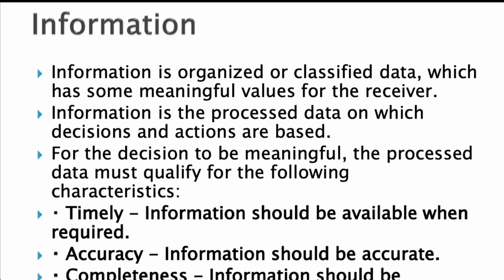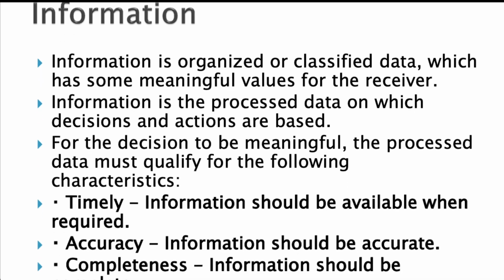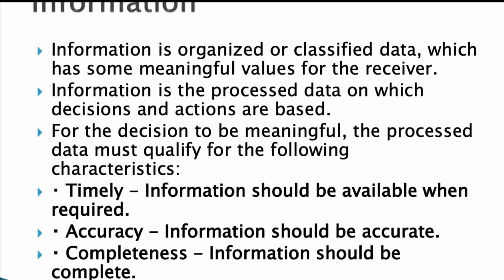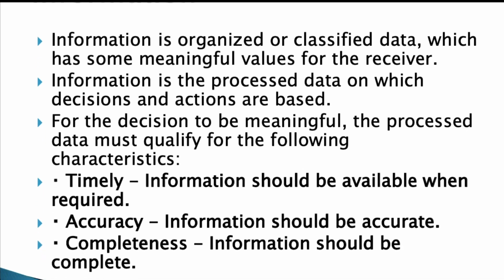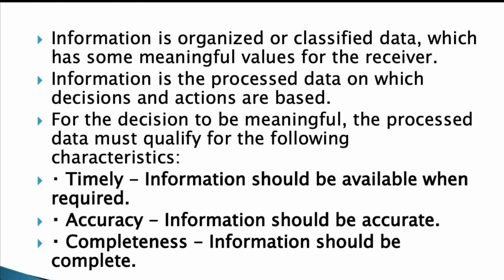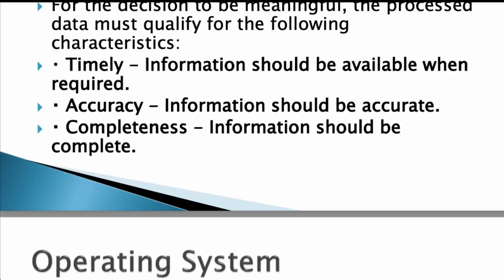Whenever information needs to be helpful, it has to be available at the correct time with higher accuracy, and information needs to be complete in all aspects. These 3 characteristics are very important. Time, accuracy, and completeness need to be considered for information to be useful.